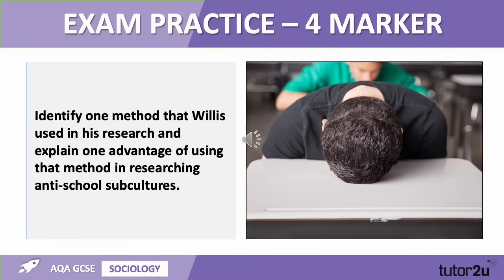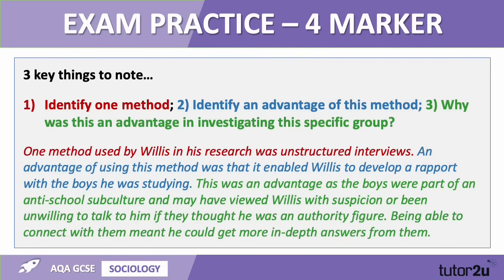Right, we're going to do a quick 4-mark question based on Willis's study. So the question is, identify one method that Willis used in his research and explain one advantage of using that method in researching anti-school subcultures. So there are 3 key things to note here. Firstly, you need to identify one method. Secondly, you need to identify an advantage of this method. And thirdly, you need to identify why this was an advantage in investigating this specific group.